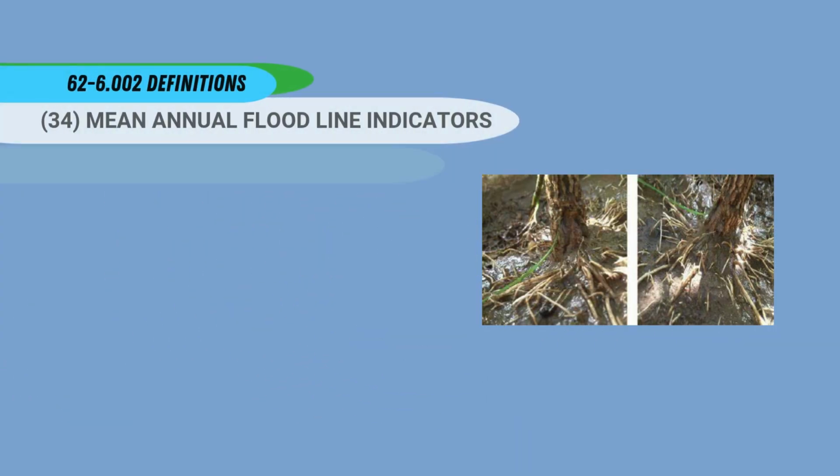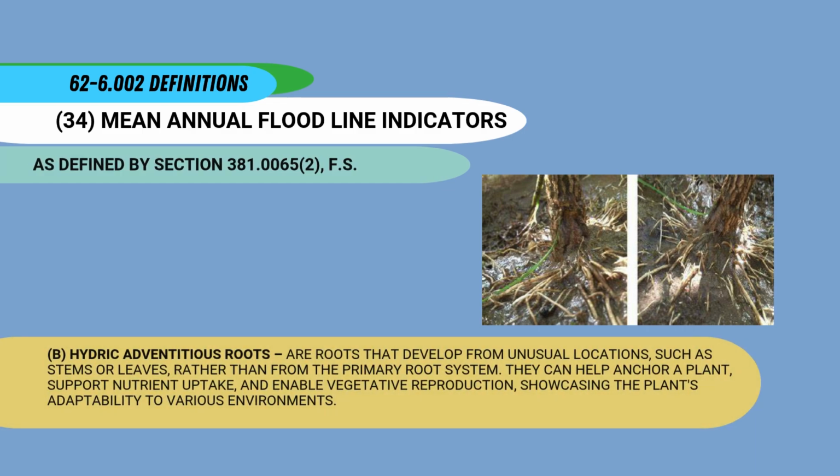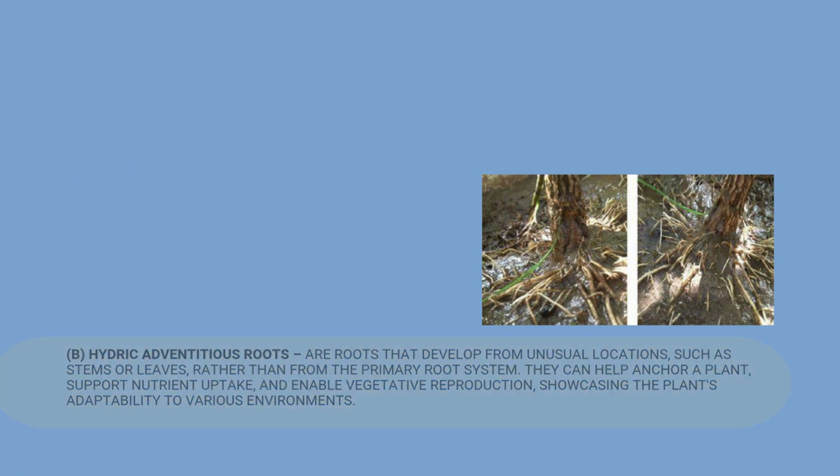B. Hydric adventitious roots, or roots that develop from unusual locations, such as stems or leaves, rather than from the primary root system. They can help anchor a plant, support nutrient uptake, and enable vegetative reproduction, showcasing the plant's adaptability to various environments. C. Drift lines.